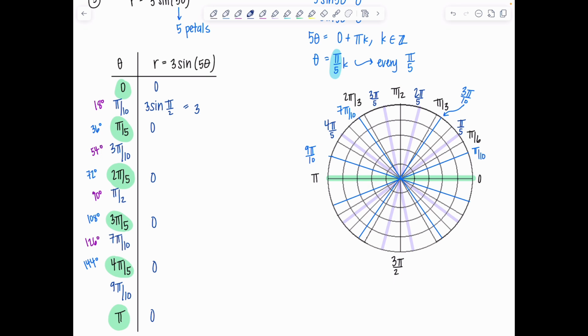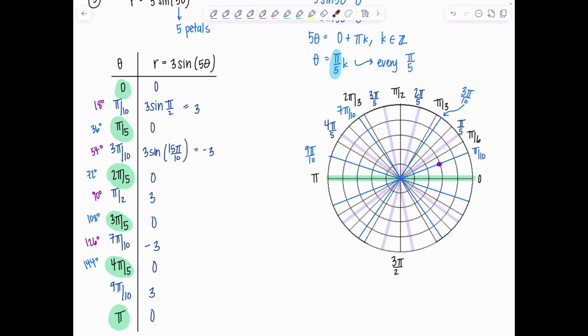The next one is 3 times sine of 15 pi over 10, which reduces to 3 pi over 2. And sine is -1 there, so this is -3. This will be 3, -3, 3. Okay, so let's go through carefully and graph all these. So at pi over 10, the radius is 3. Pi over 10, the radius is 1, 2, 3, okay?